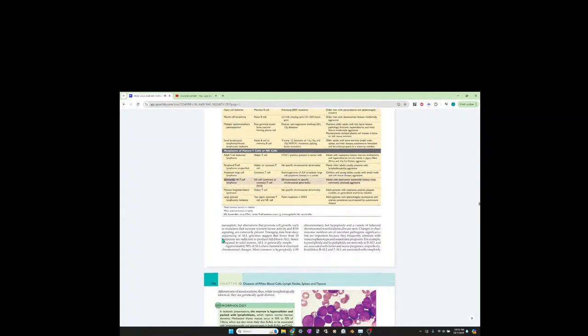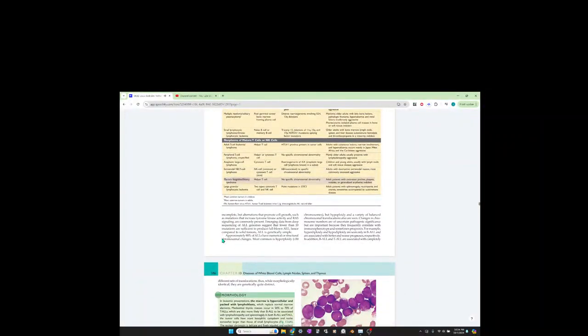Aggressive. Extranodal NK/T-cell lymphoma: NK or cytotoxic T cell; EBV associated; no specific chromosomal abnormality; adults with destructive extranodal masses, most commonly sinonasal. Aggressive.